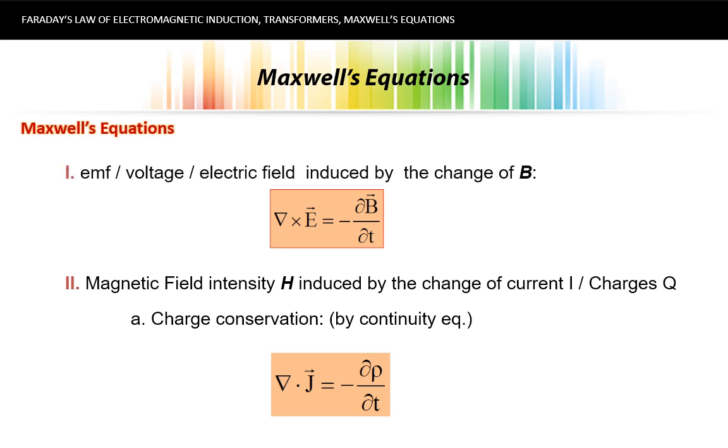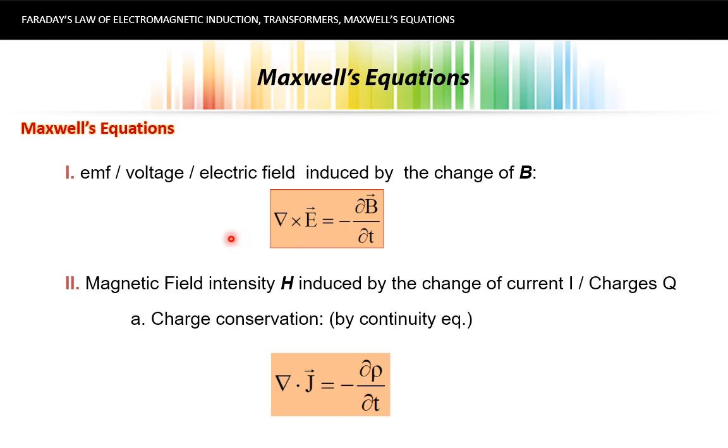Let's start the subject of Maxwell's equations. First, EMF, voltage, electric field, is induced by the change of magnetic field B. That is, curl of E is equal to minus del B over del t.